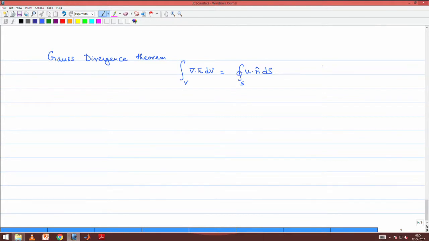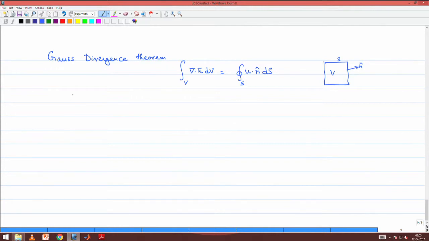So, if you have a certain volume V and the boundary of that volume is S, the outward normal is n, then this is what Gauss divergence theorem states. We are not going to prove it, we will just take it as fact, but the proof can be found in any book on vector calculus or some advanced engineering mathematics book. This theorem has usage in, let us say, fluid mechanics and so many other places.